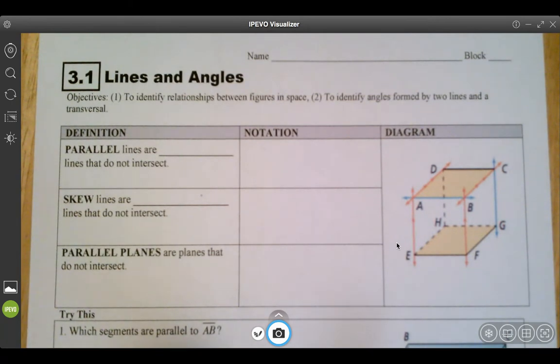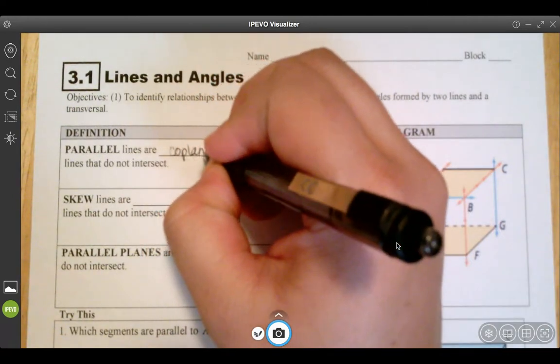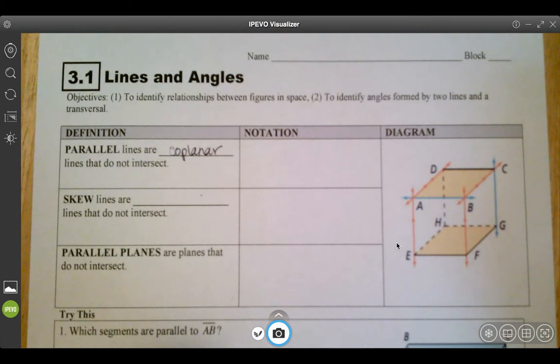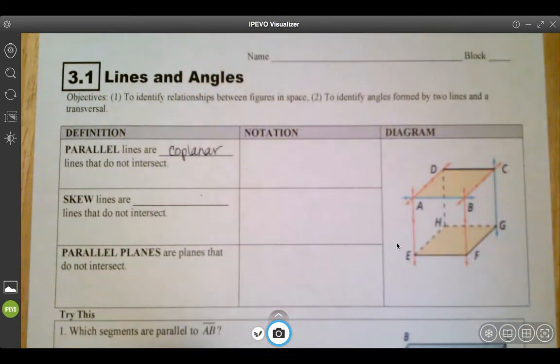So our first definition, parallel lines. Parallel lines have to be in the same plane, so they are coplanar, but they never intersect. So when we're looking at an XY coordinate, right, that's a plane, and parallel lines are lines in that plane that never intersect. And you may remember from algebra that that means they would have the same slope, but we're looking at it from a geometric point of view now.